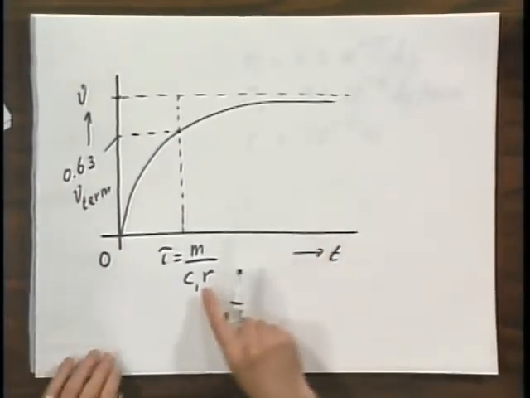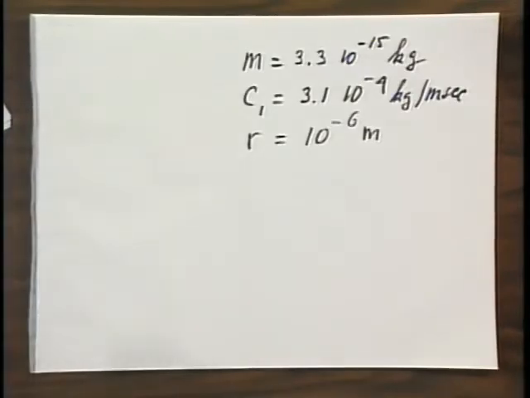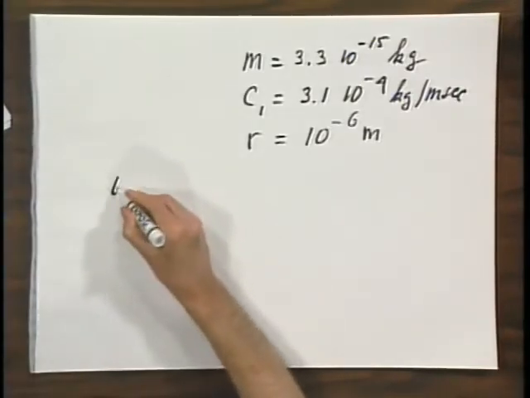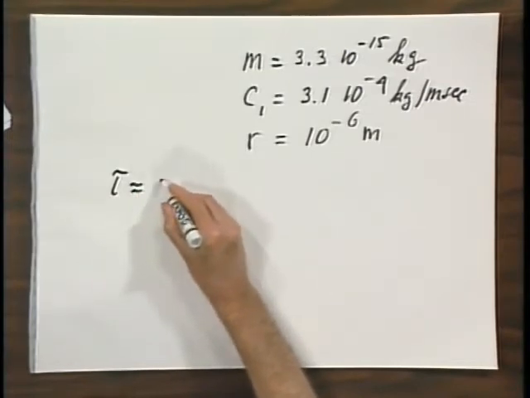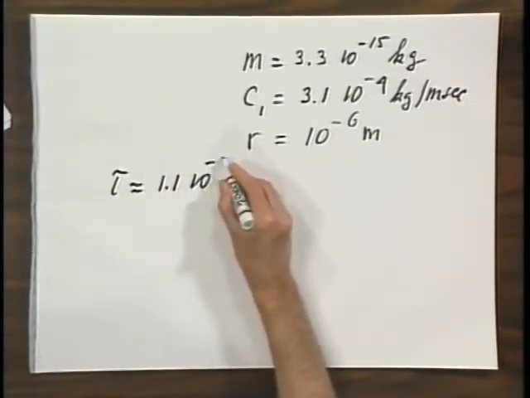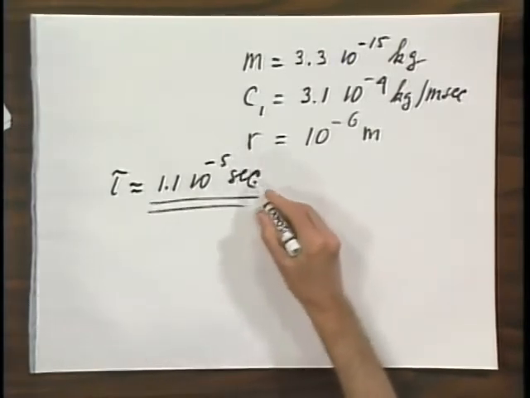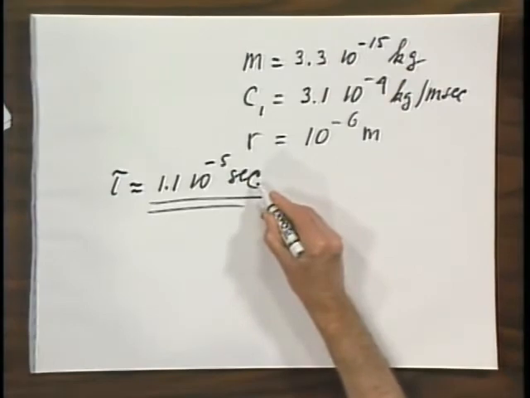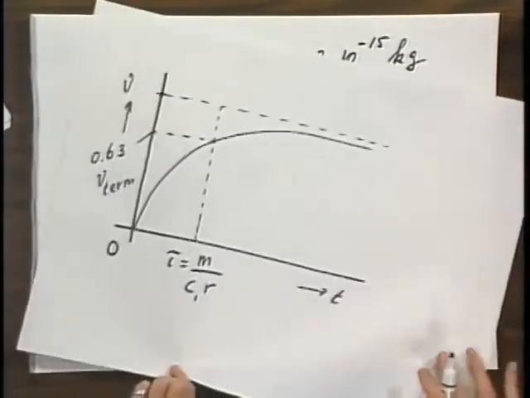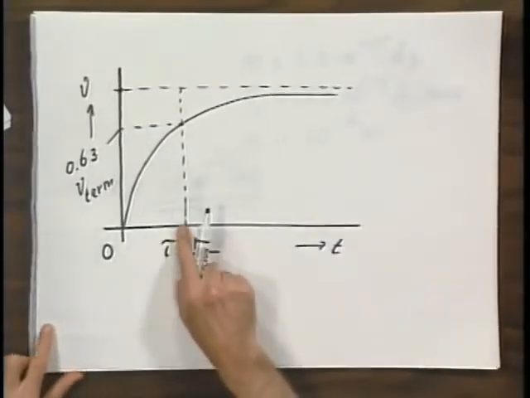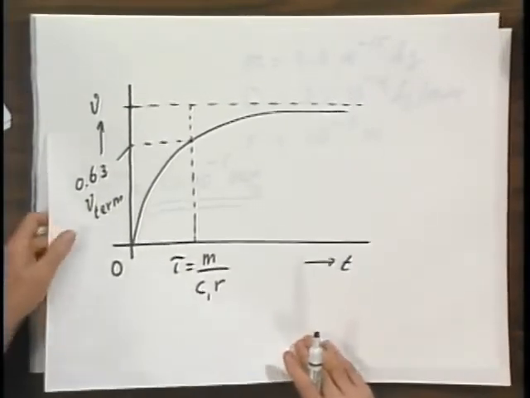And if I substitute that in here, then I find tau is approximately 1.1 times 10 to the minus 5 seconds. In other words, 11 microseconds. So in 11 microseconds, the speed of the oil drop is already 63% of the terminal velocity.